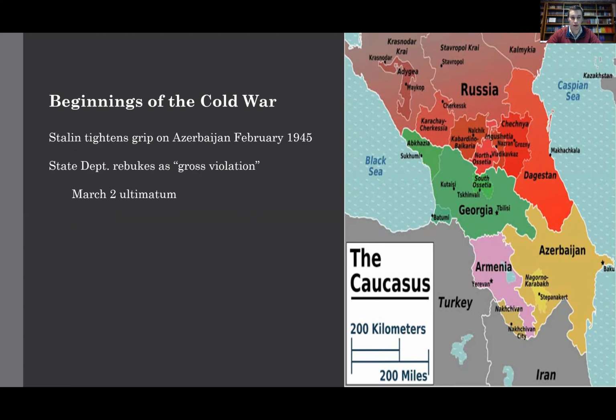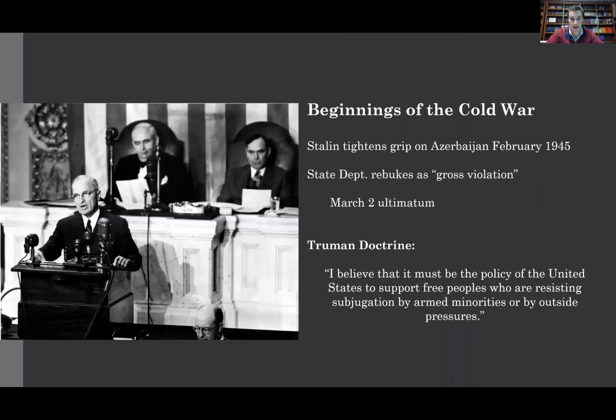It wasn't until Truman that the United States started becoming heavily involved in the Middle East. February 1945, which is only 2 months before the end of World War II in the European theater, Stalin is trying to tighten his grip in Azerbaijan and even into Iran. And on March 2nd, the State Department sent an ultimatum, a rebuke, as a gross violation of the agreement that they had negotiated. It wasn't really until 1946 that the Red Army retreated from Iran. But that ultimatum was on March 2nd, 1945.